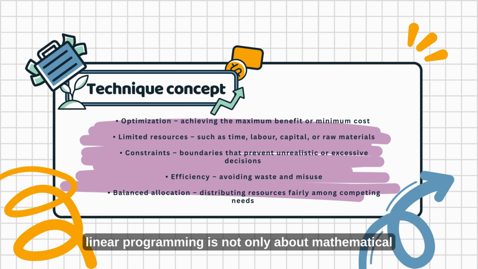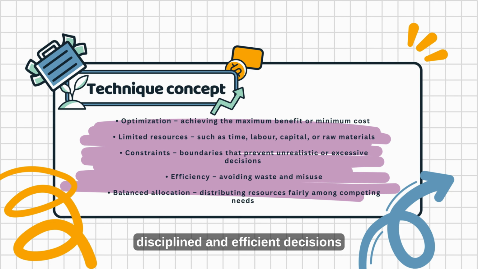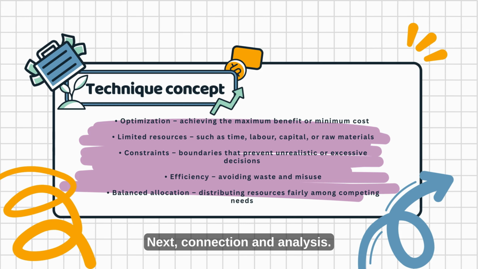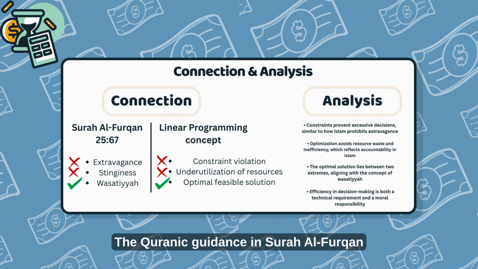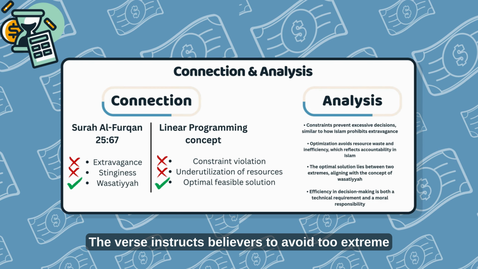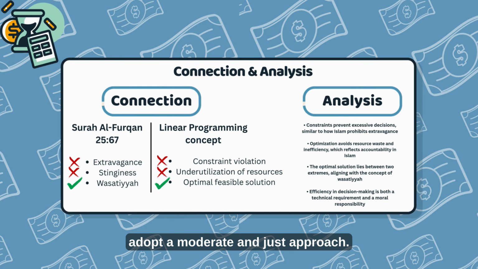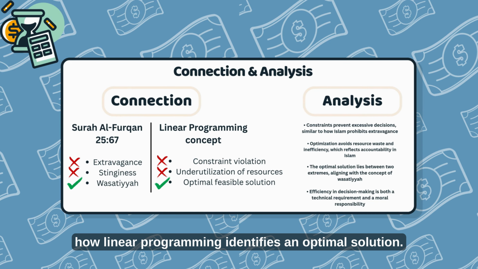Therefore, linear programming is not only about mathematical calculations; it is about making rational, disciplined, and efficient decisions within realistic limits. Next, connection and analysis. The Quranic guidance in Surah Al-Furqan verse 67 provides a clear ethical framework that directly supports the underlying philosophy of linear programming. The verse instructs believers to avoid two extremes, extravagance and stinginess, and instead adopt a moderate and just approach. This principle is conceptually identical to how linear programming identifies an optimal solution.